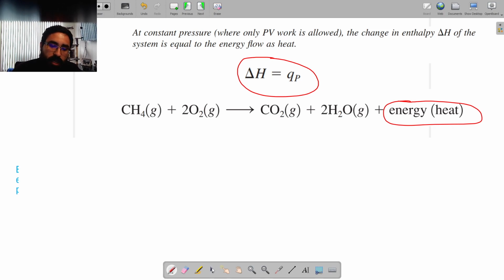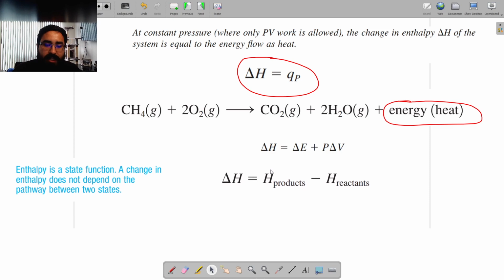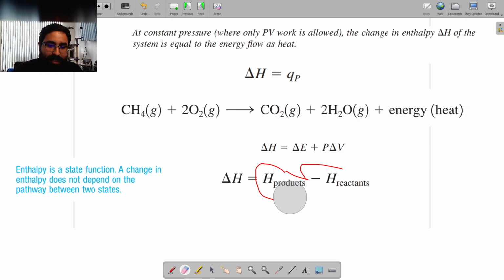What you're going to be doing is using this formula here, that the change in enthalpy is equal to the enthalpy of the products minus the enthalpy of the reactants. And what this is going to give you is the amount of energy that was released or the amount of energy that was absorbed. We're going to do a problem like that. Do I do it in our next video, or do I do it in this one? I'll do it in this one. No, I'll do it in the next video.